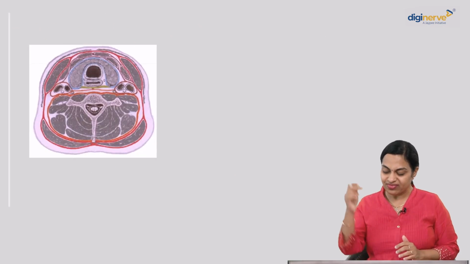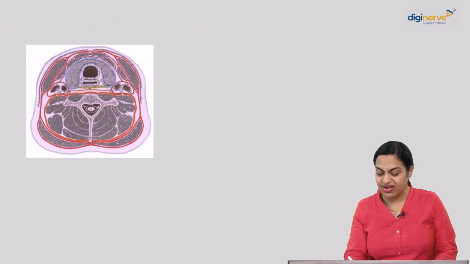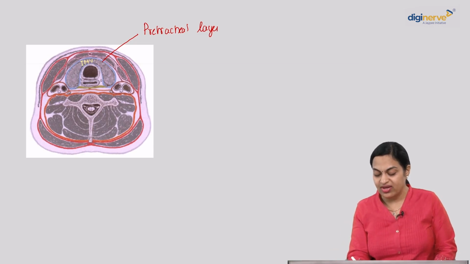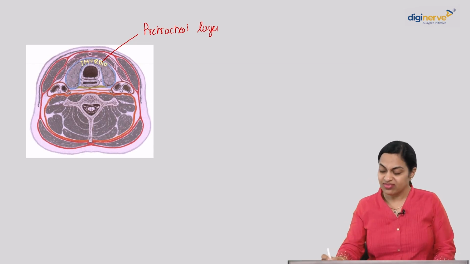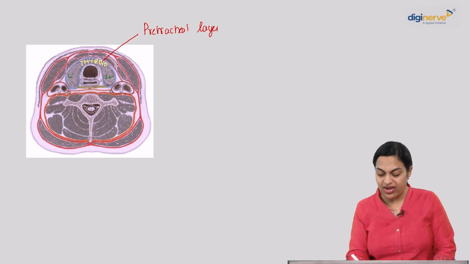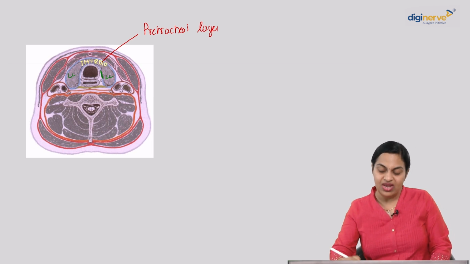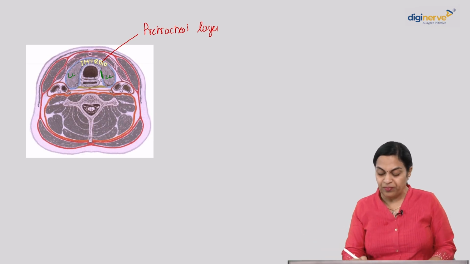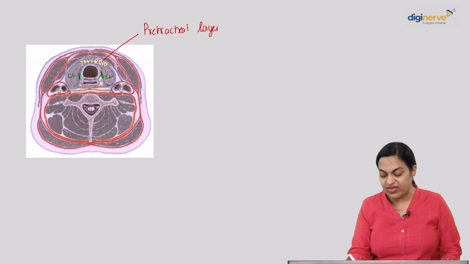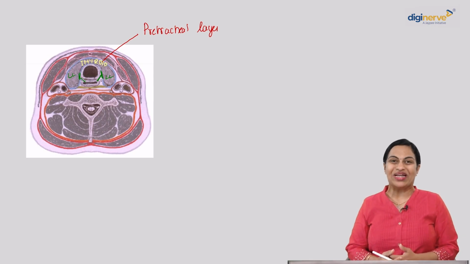Easy? Come on. Next is the pretracheal layer of the deep cervical fascia. As you see here, the pretracheal fascia is enclosing the thyroid gland, isn't it? And you see this is the lateral lobe, right? From the medial aspect of the lateral lobe, the pretracheal fascia that covers that aspect sends an extension to attach to the cricoid cartilage.